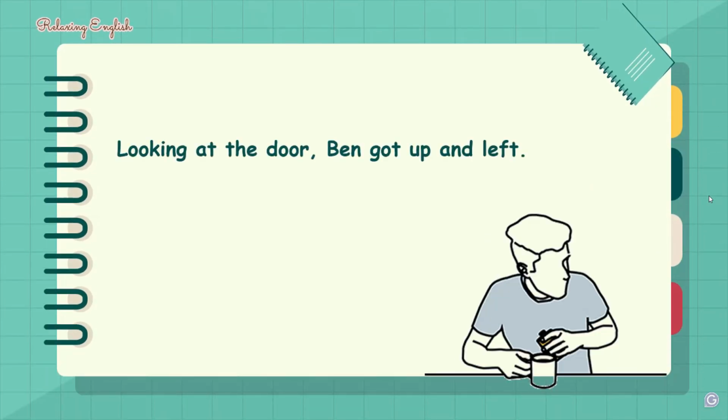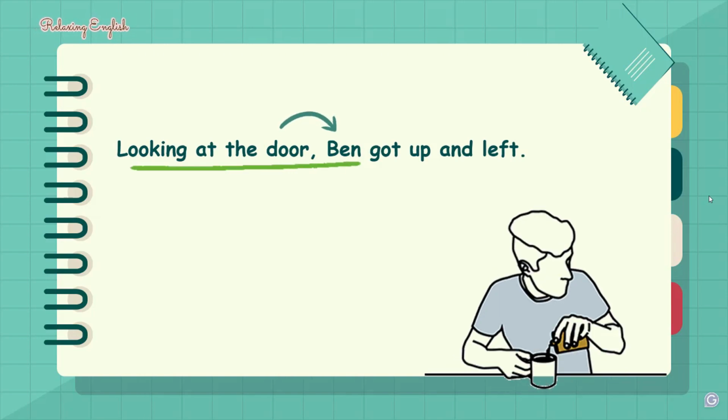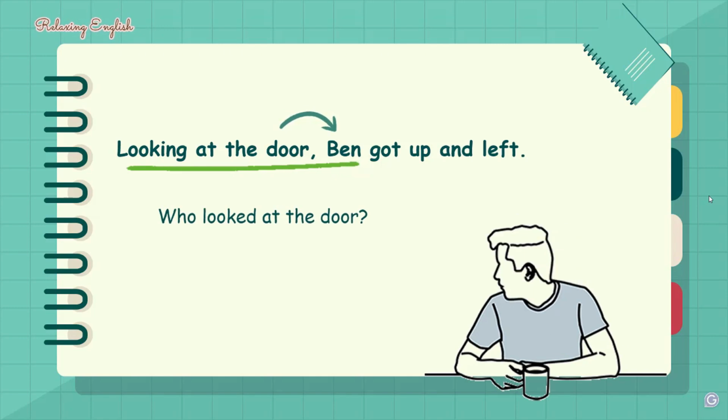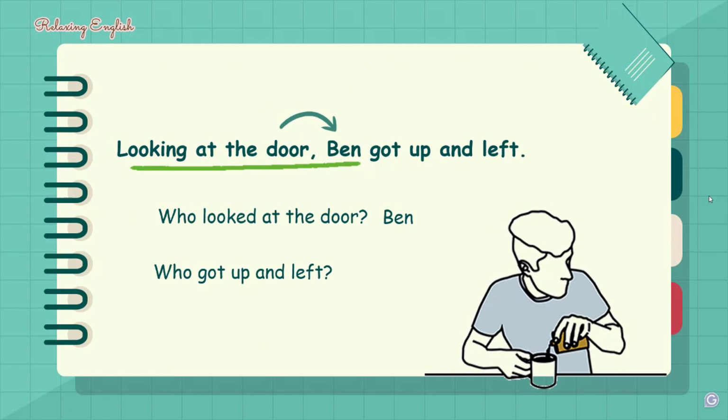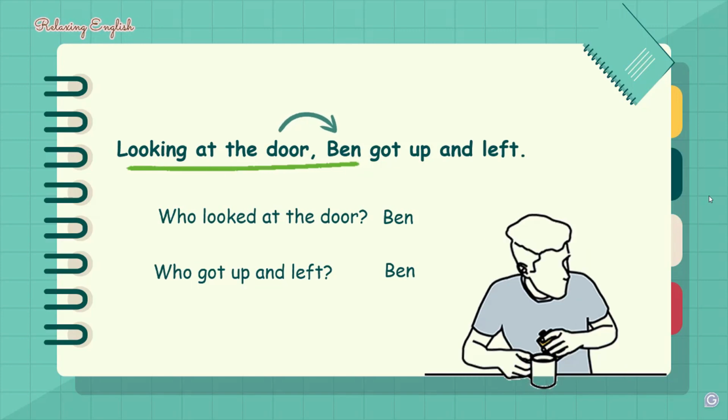Look at this example. Looking at the door, Ben got up and left. So this sentence is correct. It doesn't have a dangling modifier error. So who looked at the door? Ben. And who got up and left? It's still Ben. So the sentence is correct. We don't have any errors.